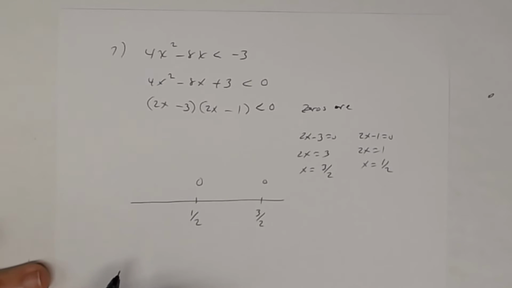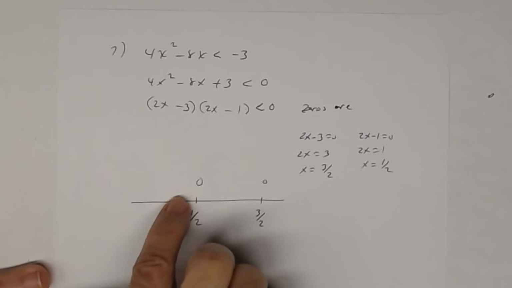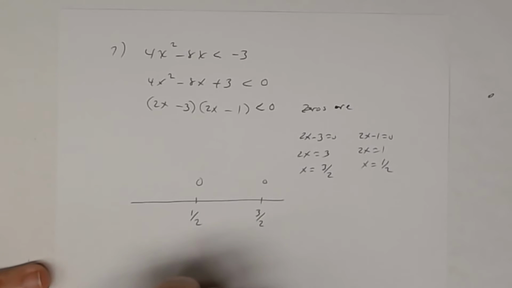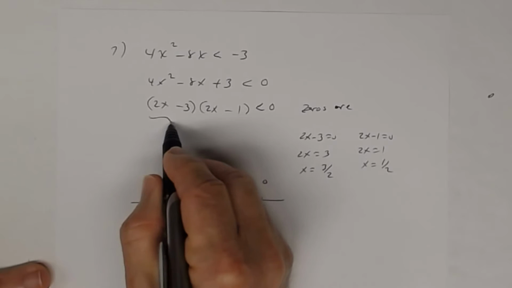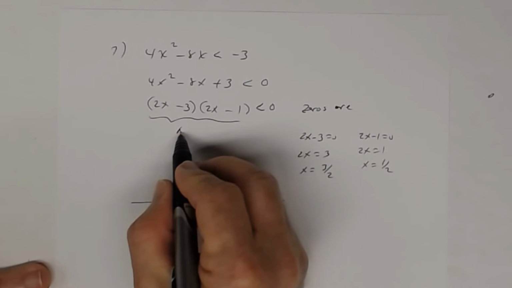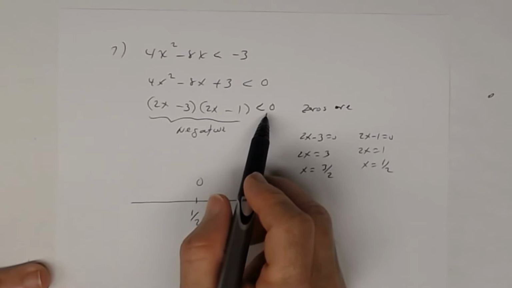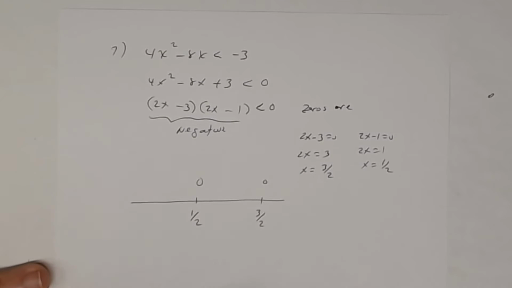All right, now we got to pick test points in this interval. So notice that those two zeros divide the number line into 3 intervals. Negative infinity to 1 half, 1 half to 3 halves, and then 3 halves to infinity. What I'm interested in is finding those intervals where these real numbers will make this product less than 0, meaning negative. I need this product to be negative. Notice it's a strict inequality. There's no equal sign, so I just want negative.